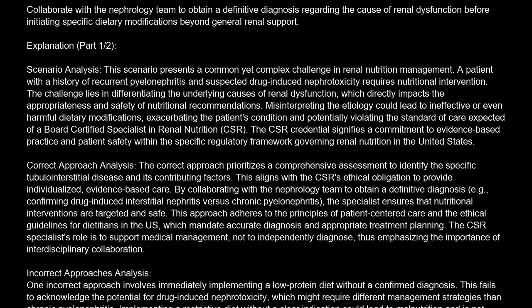The correct answer is A. Collaborate with the nephrology team to obtain a definitive diagnosis regarding the cause of renal dysfunction before initiating specific dietary modifications beyond general renal support.